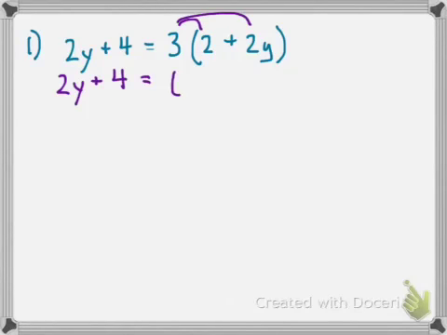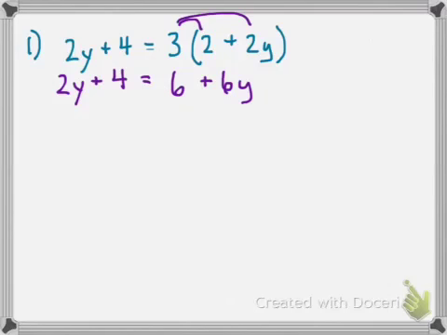3 times 2 I know is 6. 3 times positive 2y I know is 6y, so plus 6y. And then I can combine like terms if necessary. Take a look at my left side. There's nothing to combine because these are unlike terms. My right side, again, nothing to combine because they're unlike terms.